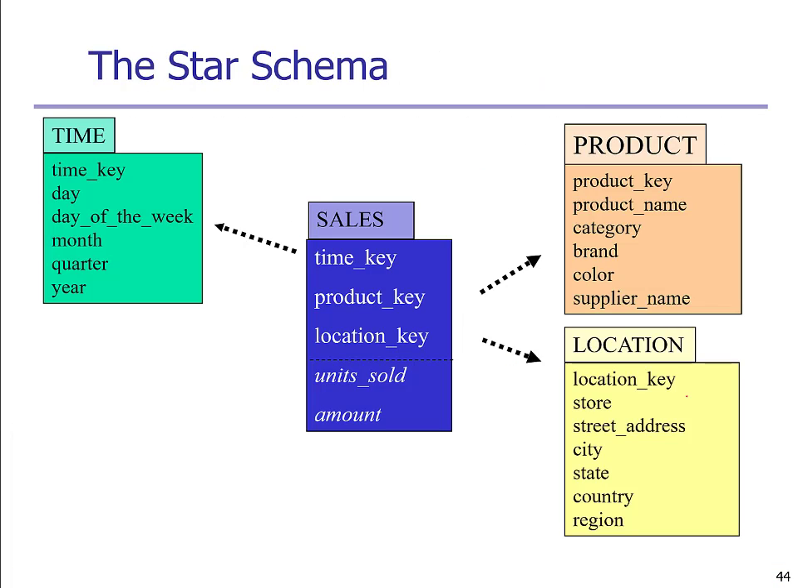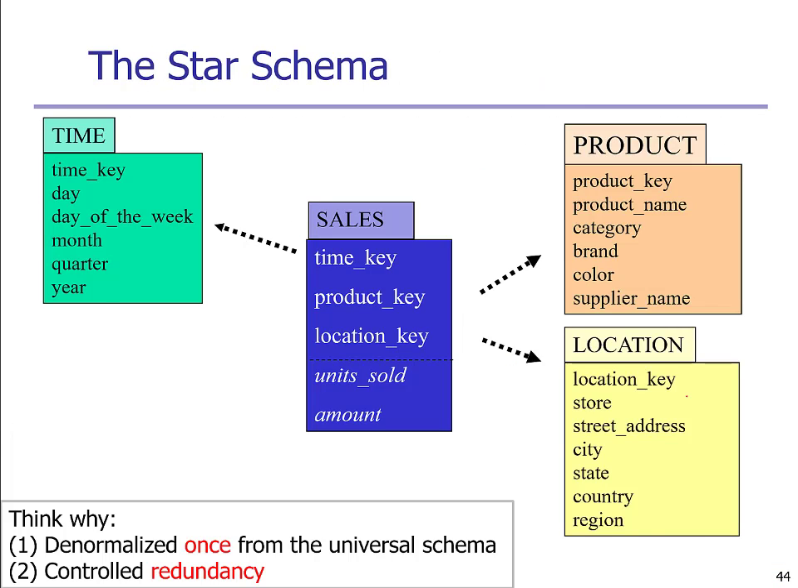Okay. So this is an example of a star schema, and apparently this table, the sales, records all the transactions. So it's like a fact table, if you like. And all the others, product, location, and time, apparently they are dimension tables.